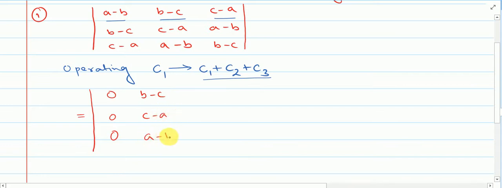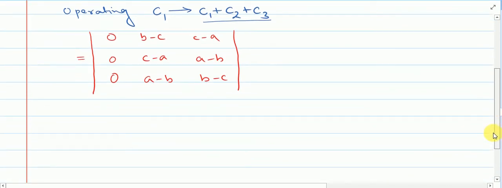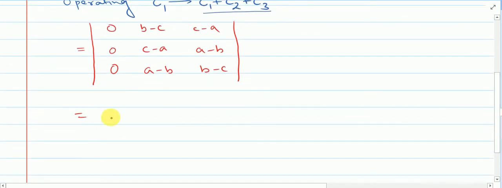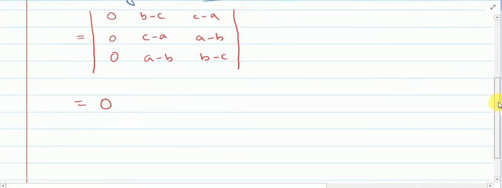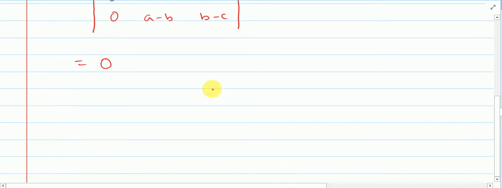So you got one column which contains only 0. Therefore the answer will be 0. So you got the value for this determinant. Now let us see the next one.